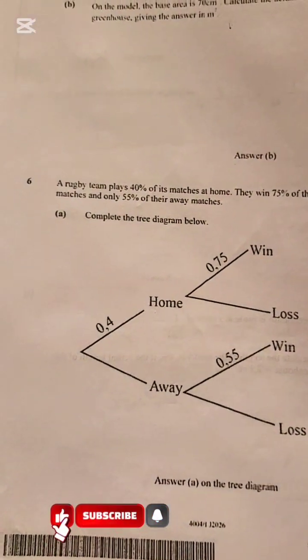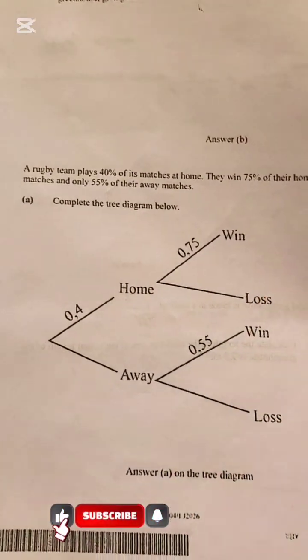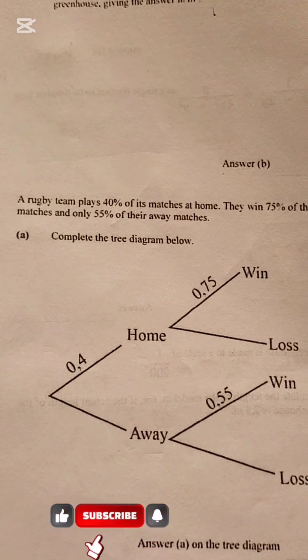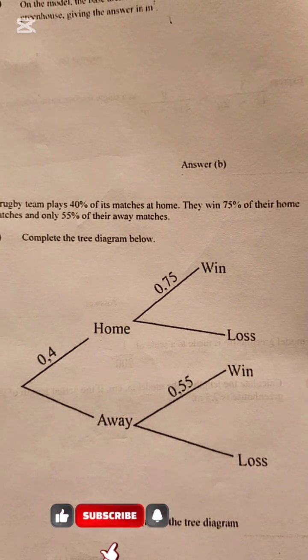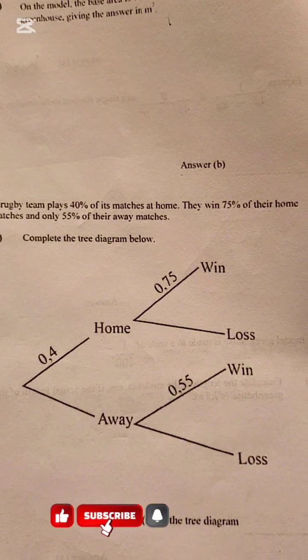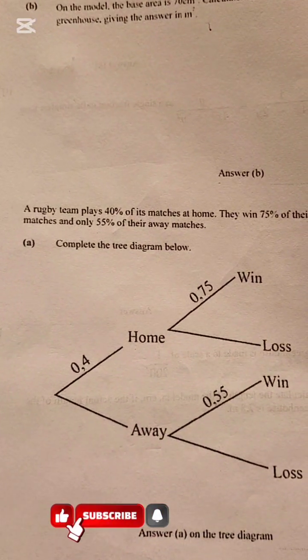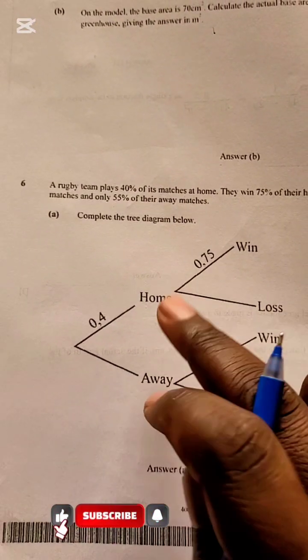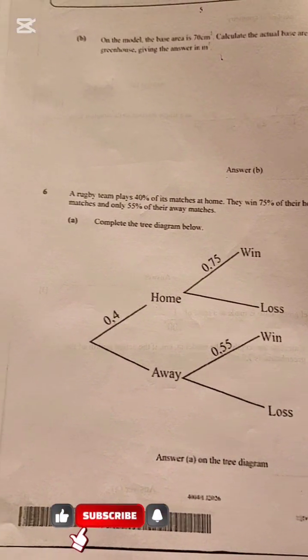Okay. Let's go to this question. It says a rugby team plays 40% of its matches at home. They win 75% of their home matches and only 55% of their away matches. Right. So we are given this tree diagram right here.